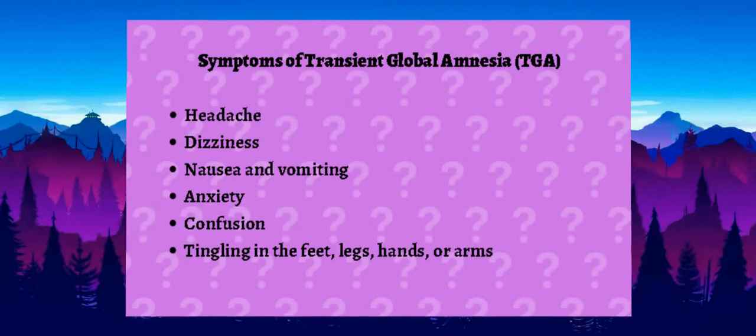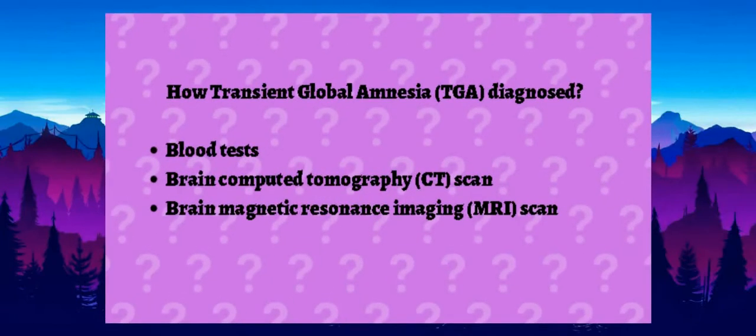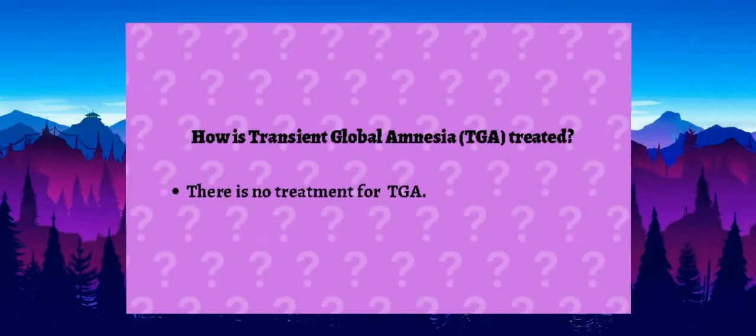For the next slide, we have how transient global amnesia is diagnosed. We have a blood test, a brain computed tomography or CT scan, and lastly, a brain magnetic resonance imaging or MRI scan. In the next slide, we have another piece of information: transient global amnesia cannot be treated, or there is no treatment for TGA.